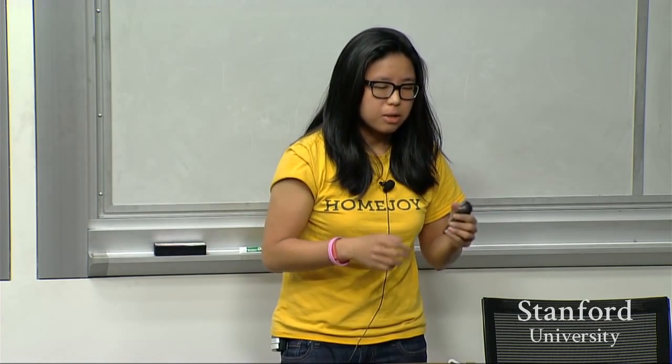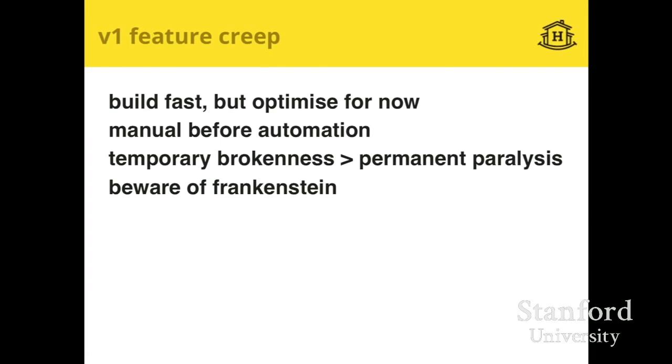The third point here is temporary brokenness is much better than permanent paralysis. By that, I mean perfection is irrelevant during this stage. What you're trying to perfect in one stage is probably not going to matter anyway when you get to the next stage of growth. So do not worry about all the edge cases when you're building something. Just worry about the generic case of who your core user is going to be. As you get bigger and bigger, the volume of those edge cases will increase over time, and you'll want to build for that.